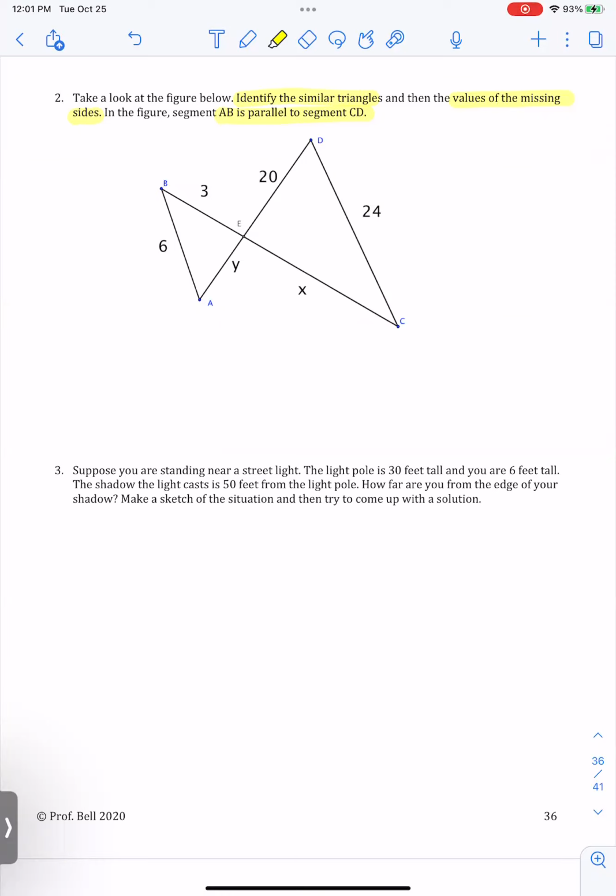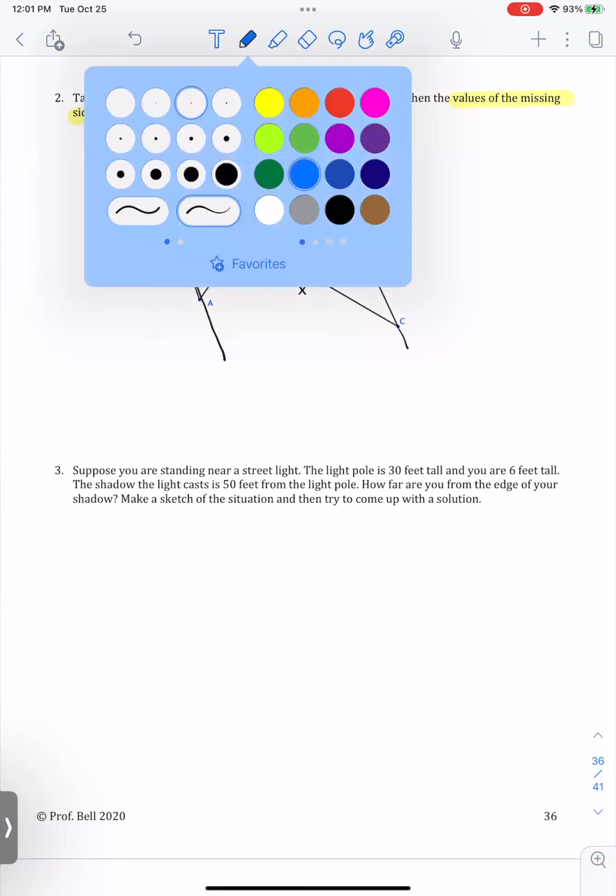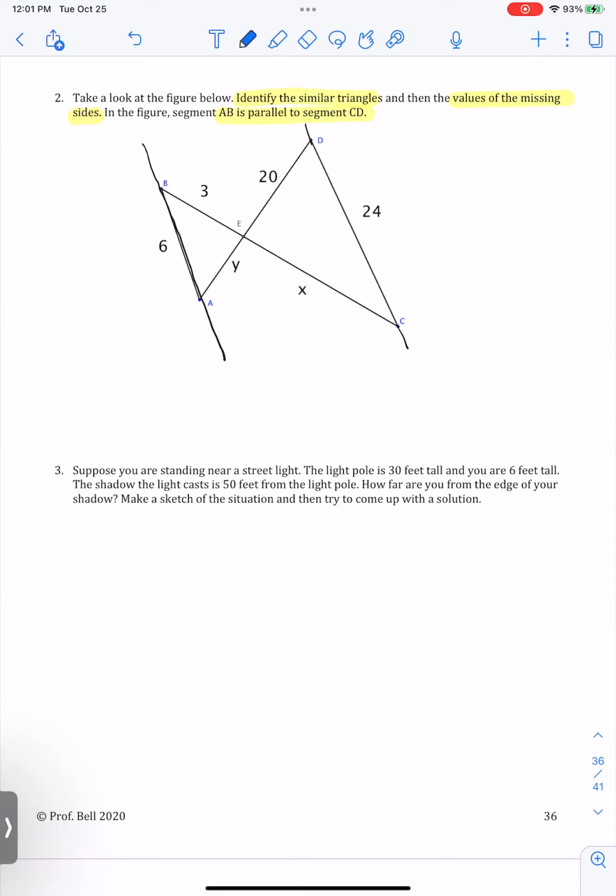Okay, so now I know, let me extend AB and CD. This line, AB, is parallel to this line, CD. So immediately, because those lines are parallel, we know that we have two pairs of alternate interior angles. We know that angle down here at A is congruent to this angle up here at D. And this angle here is congruent to this angle right there. This is by alternate interior angles.